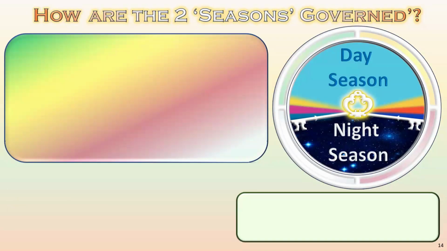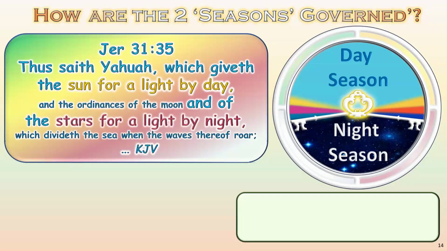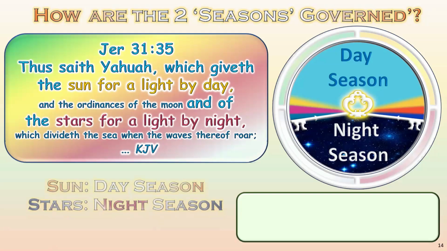How are these 2 seasons governed? What governs them? Well, we're back to Jeremiah 31:35. You'll want to mark this down. Thus saith Yahuwah, which giveth the sun for a light by day. That would be the day season. And the stars for a light by night. That would be the night season. There's some other interesting information in this verse as well. It says he gives the ordinances of the moon, which divides the sea when the waves thereof roar. You have to read that verse in a very special way.